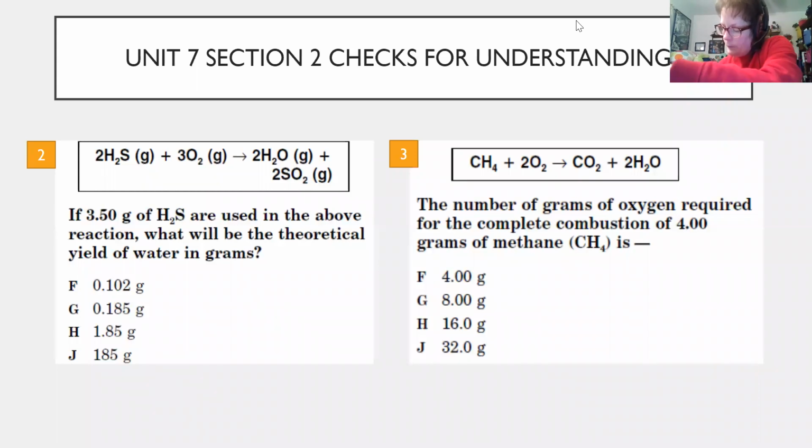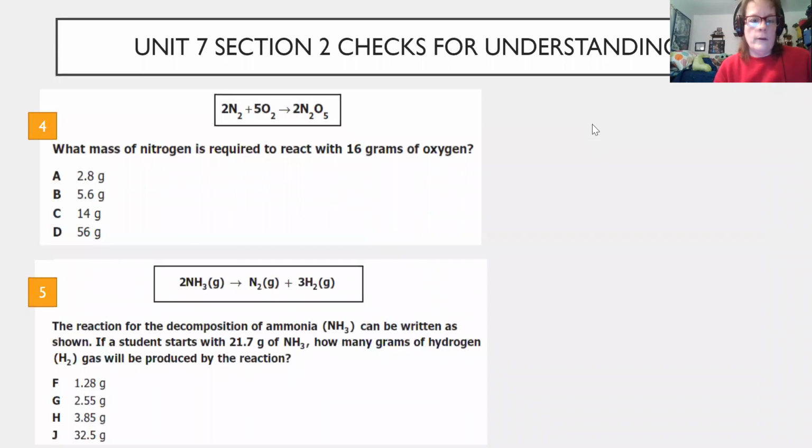All right, gotta flip the page. All right, let's look at number 4. What mass of nitrogen is required to react with 16 grams of oxygen? All right, we know we have 16 grams of, I think I said nitrogen. Anyway, we have 16 grams of oxygen. So what mass of nitrogen is needed to react with 16 grams of oxygen? All right, let's look at our molar masses. I'm going to go ahead and do both of those up here right now.